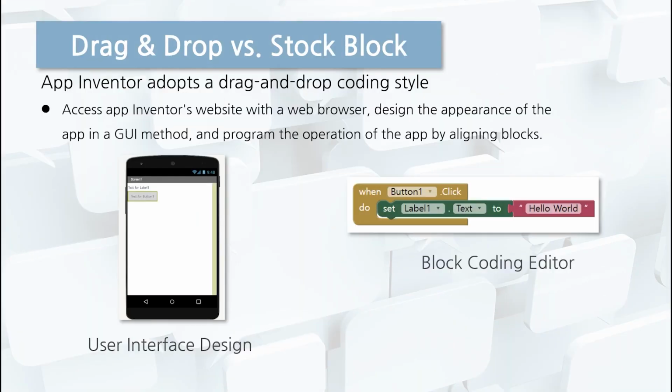Because App Inventor applies a drag and drop coding style, you can design your app user interface very easily. Block coding also allows you to select prepared coding blocks. You don't need to write a whole bunch of code. Just drag the blocks and drop them on the block editor, and you can combine them to create the entire program logic. So it's very easy to code. Later on, we are going to learn about this.